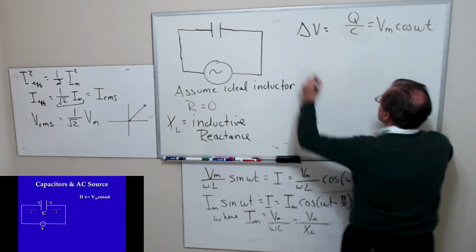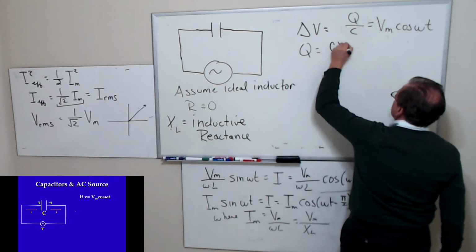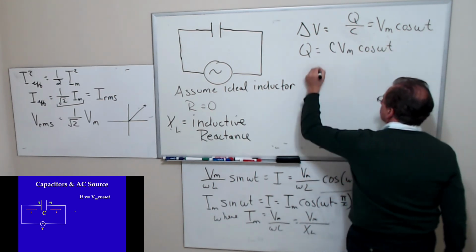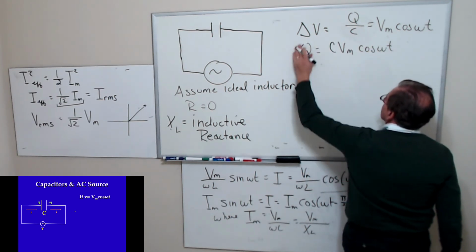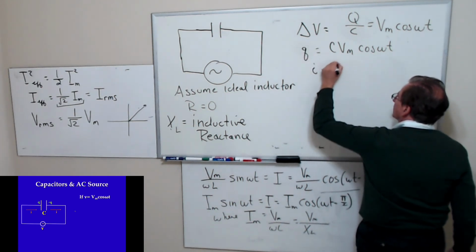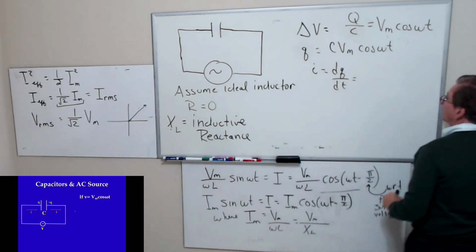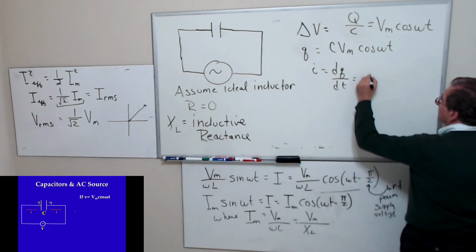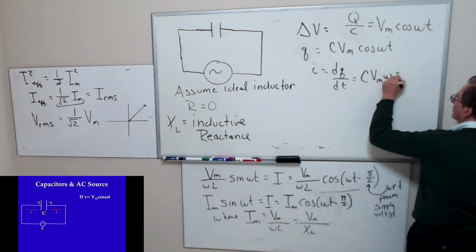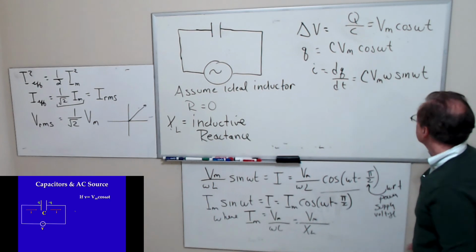Now, Q is going to be C times V max cosine omega t. I should make a small q. Then I is dq over dt, which is going to give me what? C V max omega sine omega t. Oh, there's a minus sign.